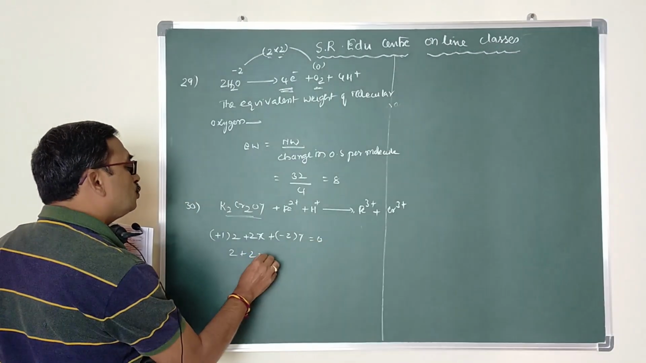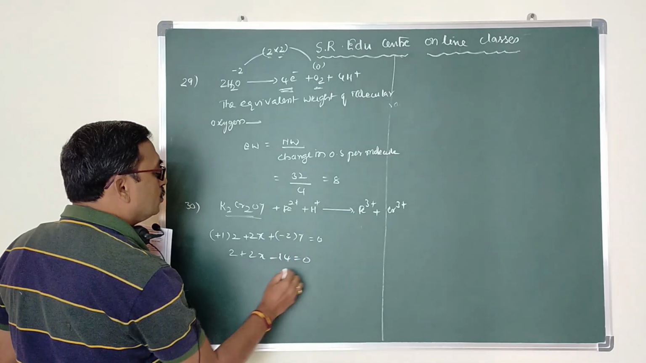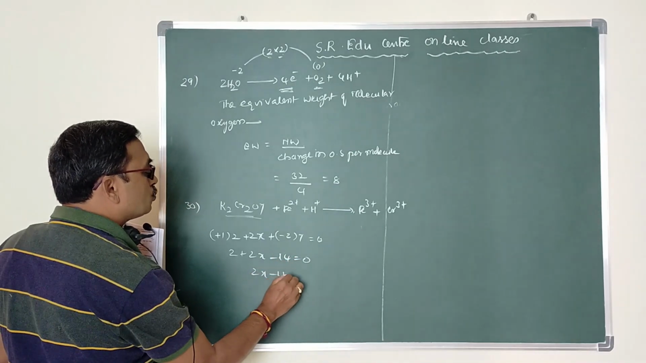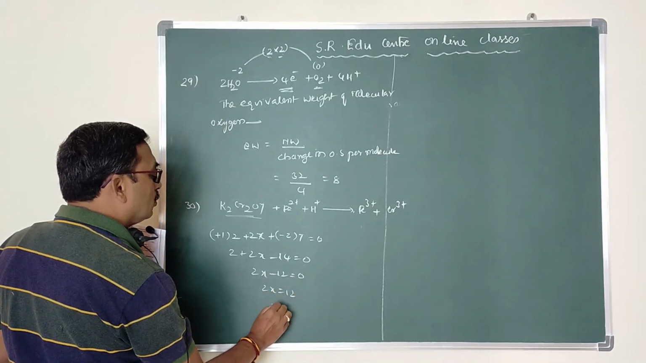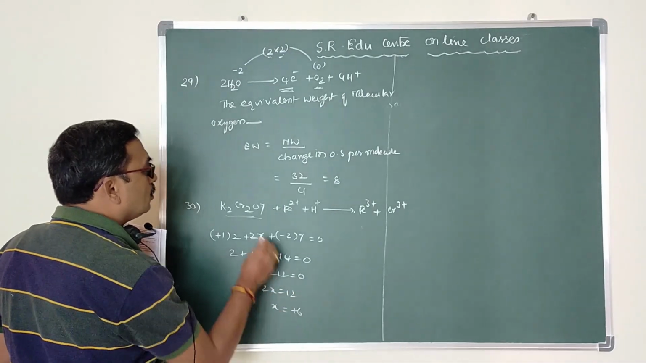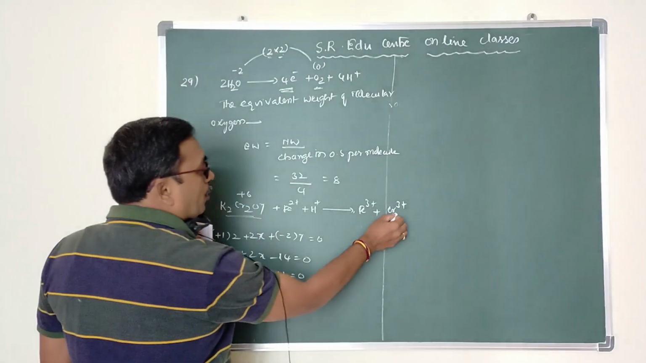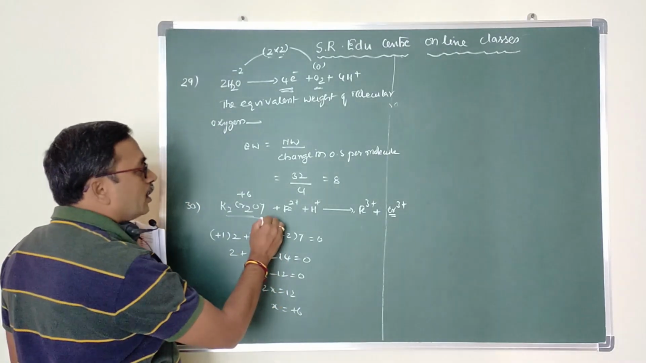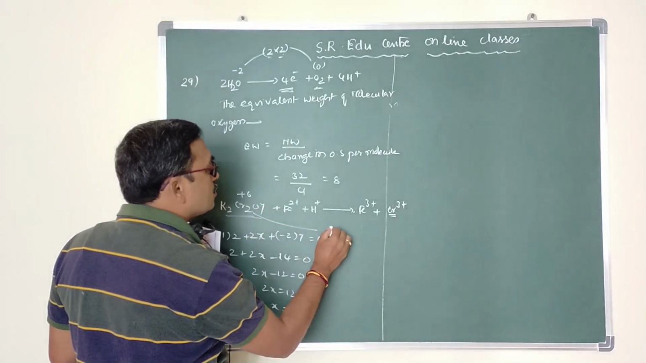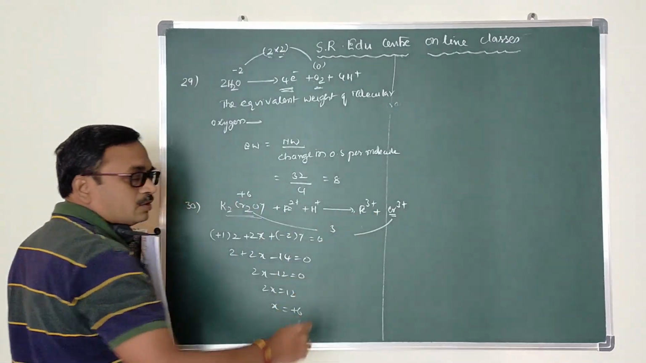2 plus 2x minus 14 is equal to 0. 2x minus 12 is equal to 0. So 2x is equal to 12. Therefore, x is equal to +6. So here the oxidation state of chromium is +6. In the product side, the oxidation state of chromium is +3. Therefore, change in oxidation state per atom is 3. +6 to +3, change is 3.